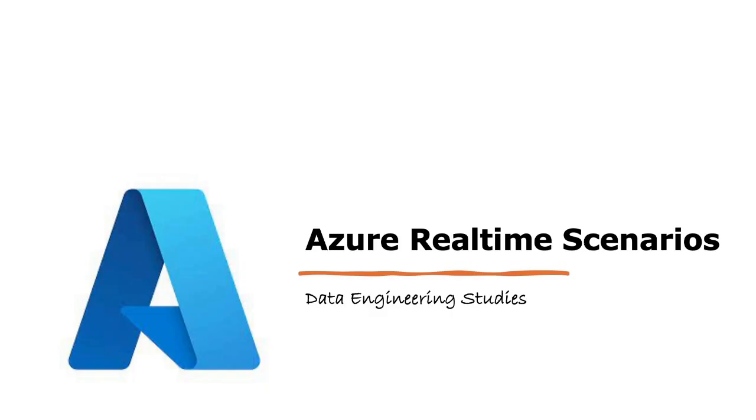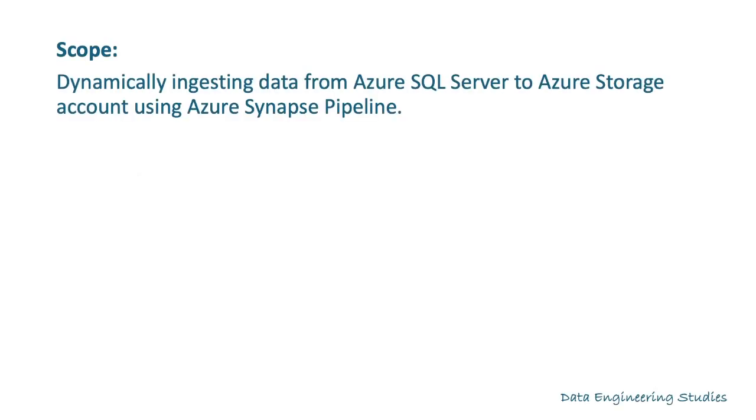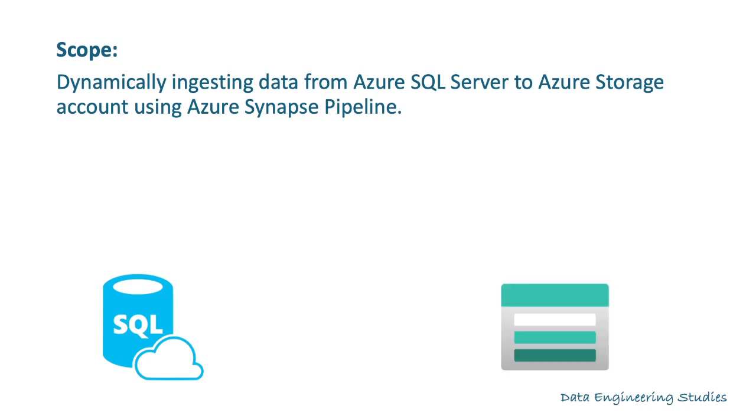In the Azure Real-Time Scenarios playlist, we are going to see an interesting Azure use case. The scope of this use case is to dynamically ingest data from Azure SQL Server to Azure Storage account using Azure Synapse Analytics Pipeline. Our source is Azure SQL Server, which has a set of tables. Our objective is to dynamically load this data into the Azure Storage account.